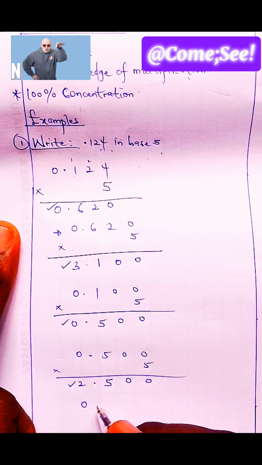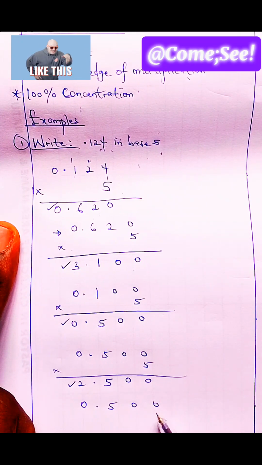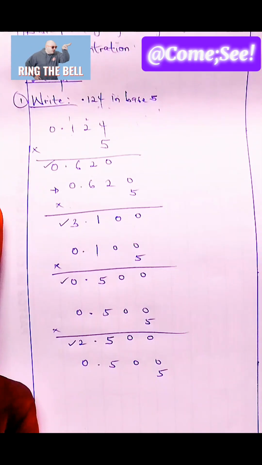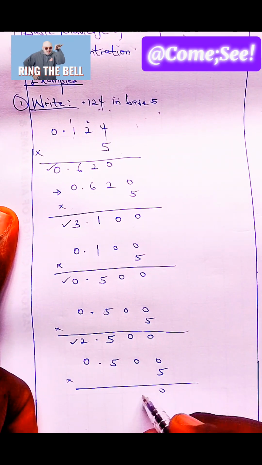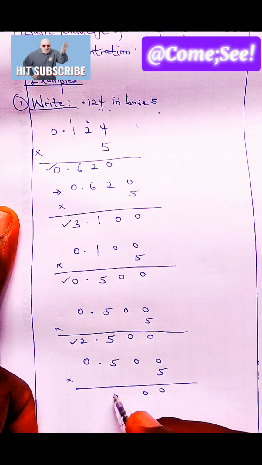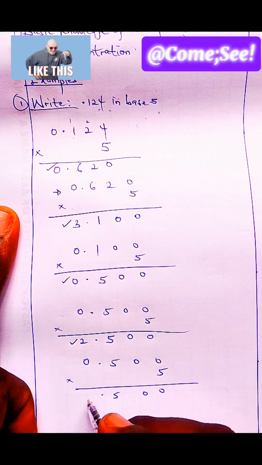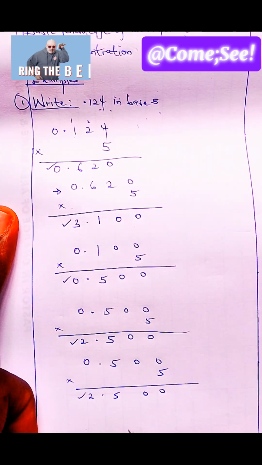Then what do we have? 0.500. As you can see, there will be a repetition of pattern. So at this point, we could just call it a day. 5 times 5 is 25. Write 5, keep your 2. 5 times 0 is 0 plus 2, 2. So you see, the pattern repeated.